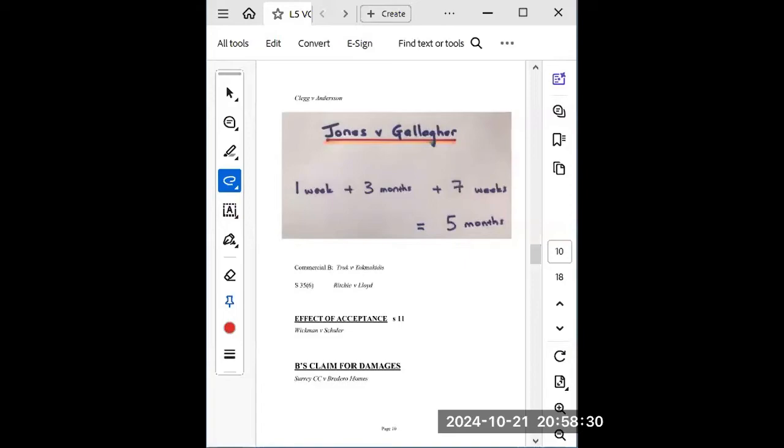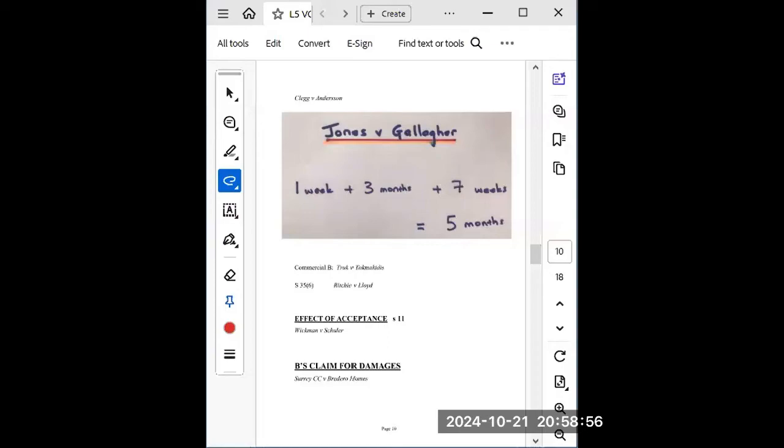Now, we need to look at Section 11. Section 11 is quite complex. Read it in your own time. But the effect of Section 11 is that once the buyer has accepted the goods, the breach of a condition can only be treated as a breach of warranty.